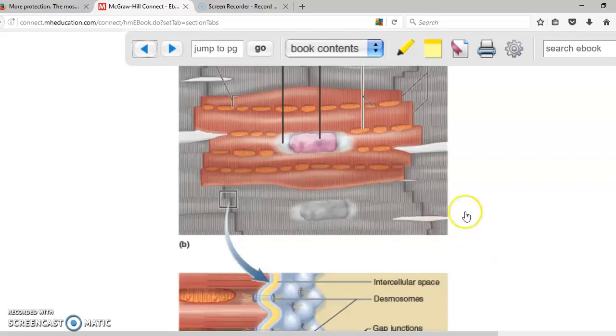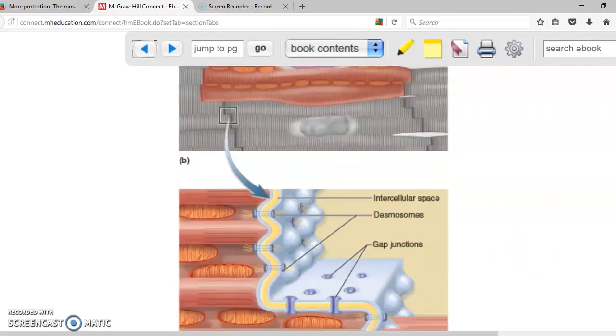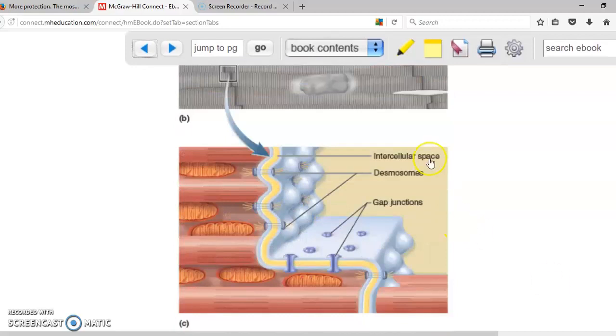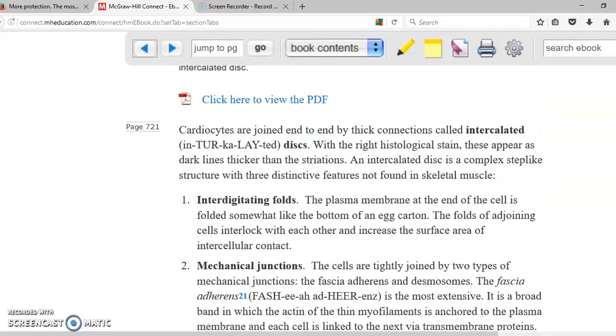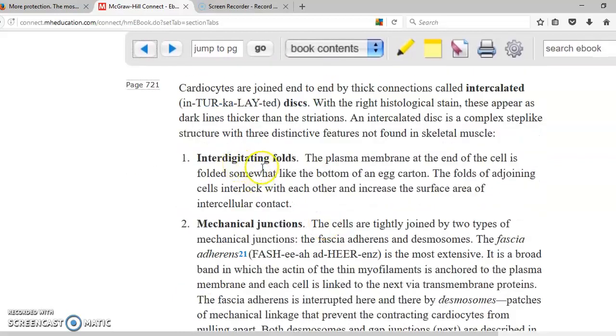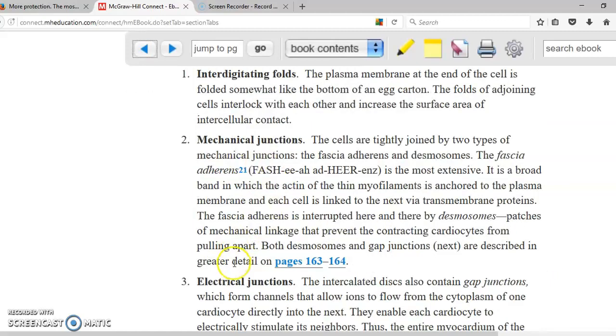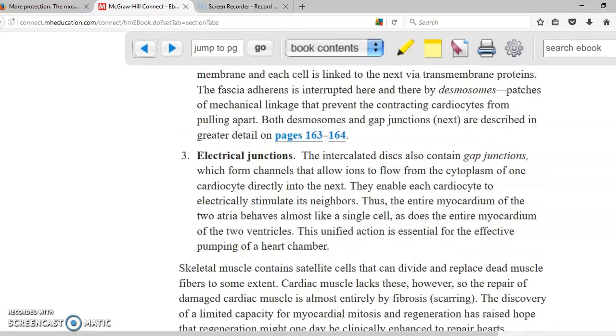Right here you have intercalated discs. The intercalated disc has very important characteristics such as intercellular digitations and spaces. These are digitations or folds. There are spaces, desmosomes and gap junctions, and they are going to fulfill very important functions. If you scroll down here, as I was saying, you have interdigitating folds and mechanical junctions, which are the desmosomes, and you have the electrical junction that is provided to the cardiac muscle through the gap junctions.